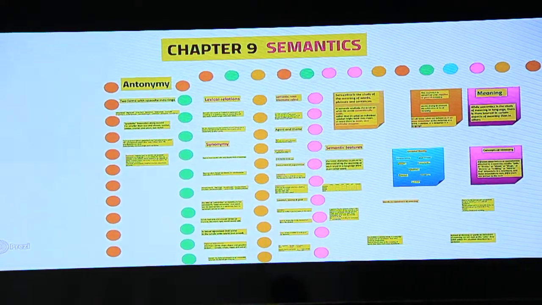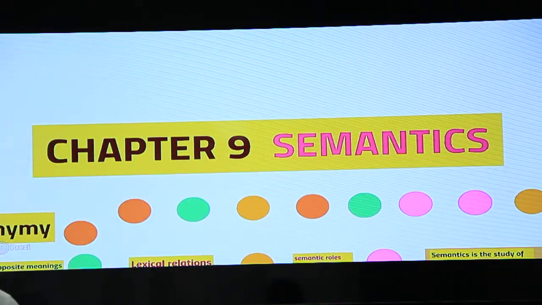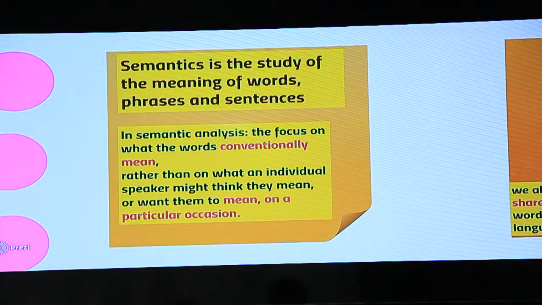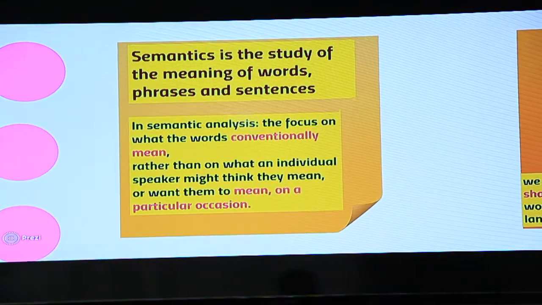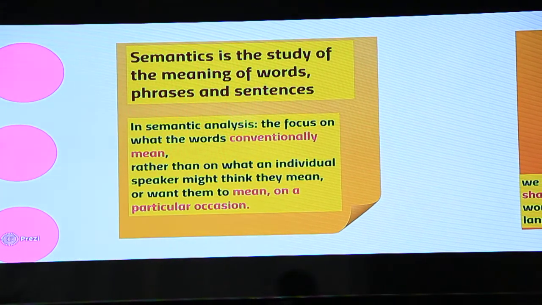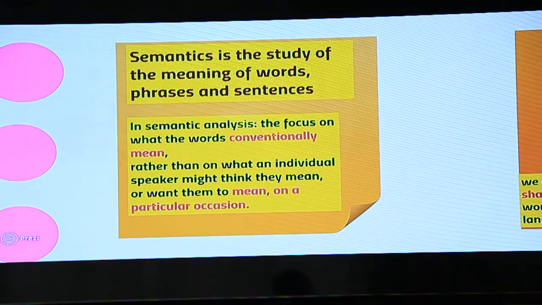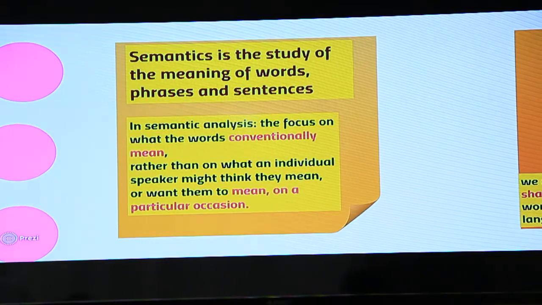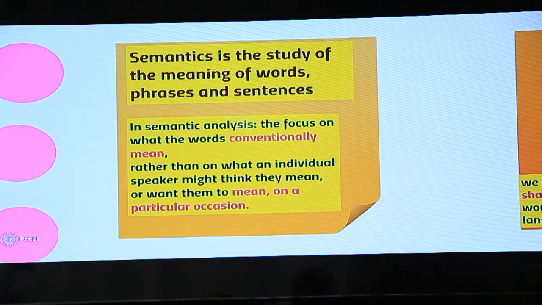Semantics, chapter 9. Okay? So the first question was about semantics. The first question was, which one of the following is not true about semantics? And the answer was, it is the study of the structure of sentences and the ordering of its components.